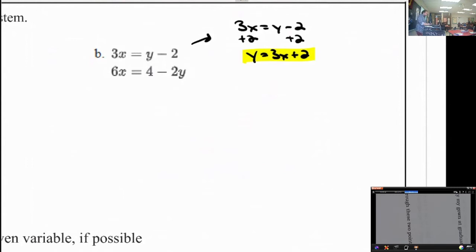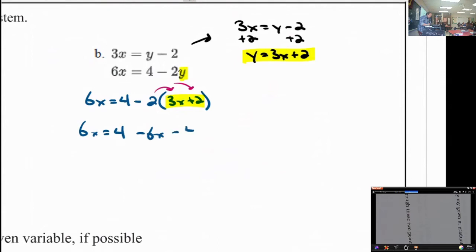This means that I can replace y in the second equation. 6x equals 4 minus 2 times 3x plus 2. Just replacing the y with 3x plus 2. We have to distribute that 2 to get to the next step. 6x equals 4 minus 6x minus 4.